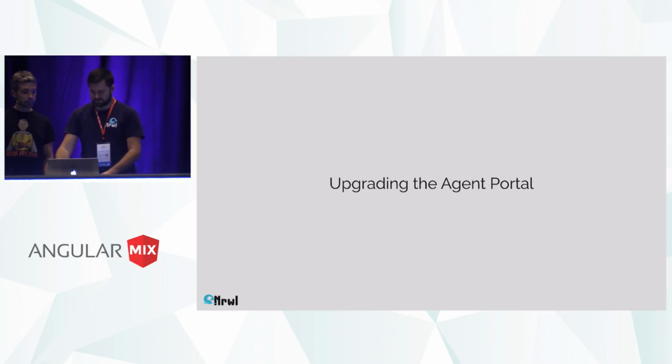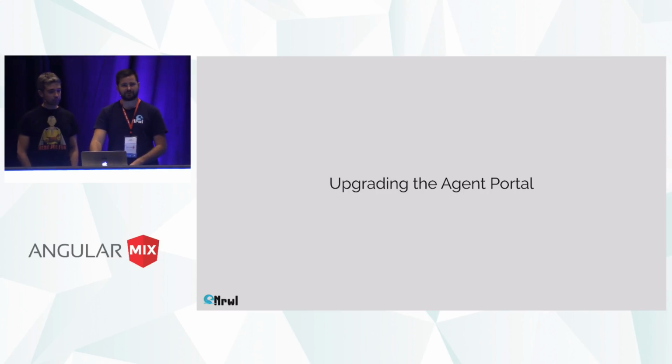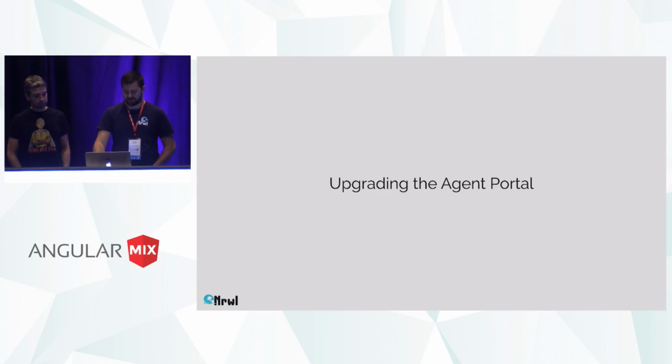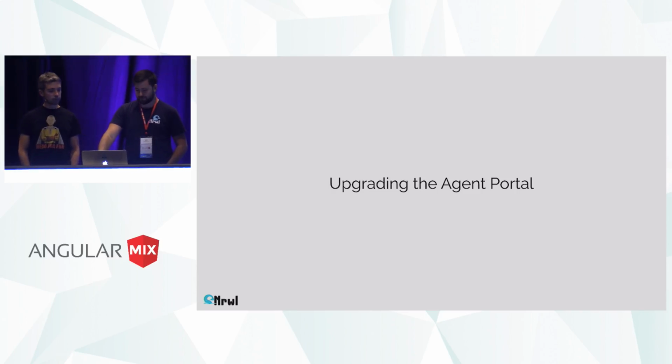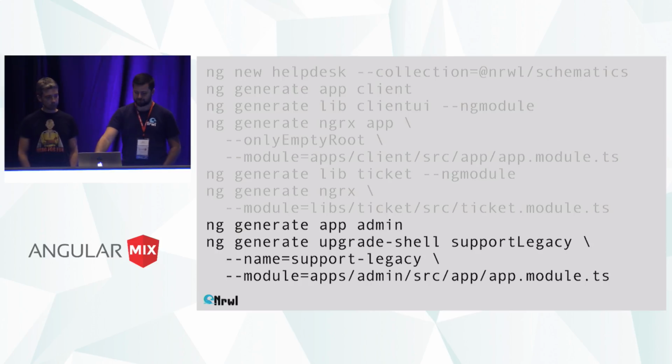So we've talked about building an app starting from scratch, and we said we had two apps. We've got the front-end portal, and then we've got the agent portal. For our agent portal, we already have an existing portal, and it's written in AngularJS. And we've got this new Angular app, this new Workspace, and we want to bring our existing AngularJS application into this and make it useful right away, and then over time be able to upgrade it incrementally in what we call the hybrid upgrade mode.